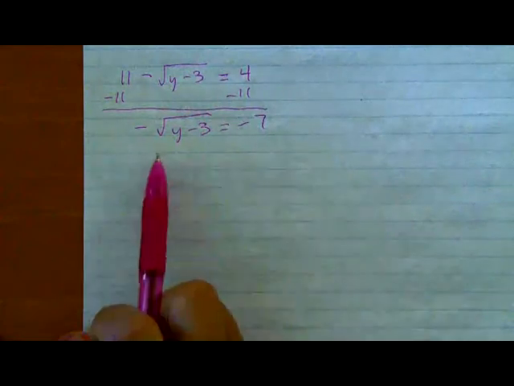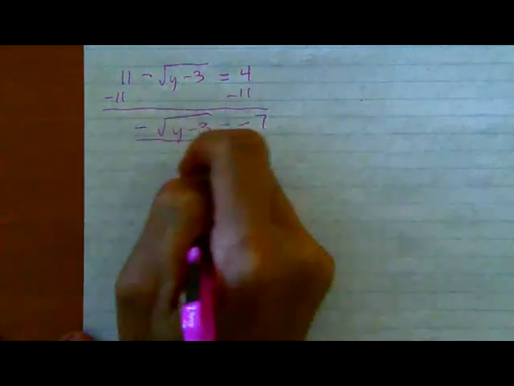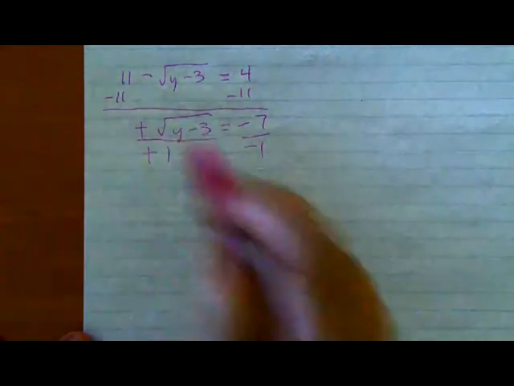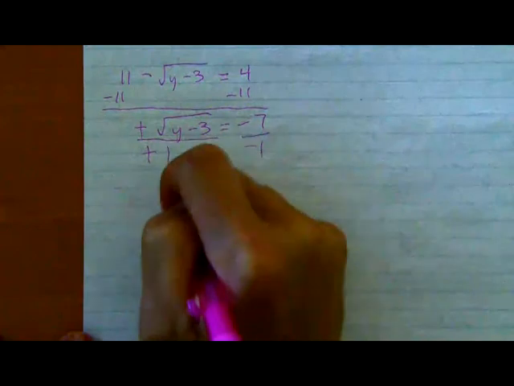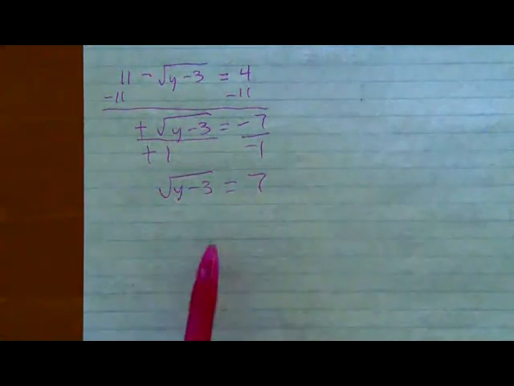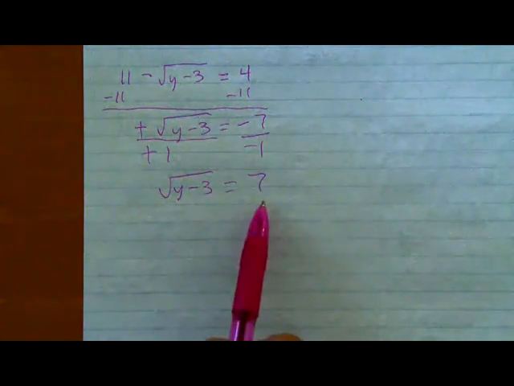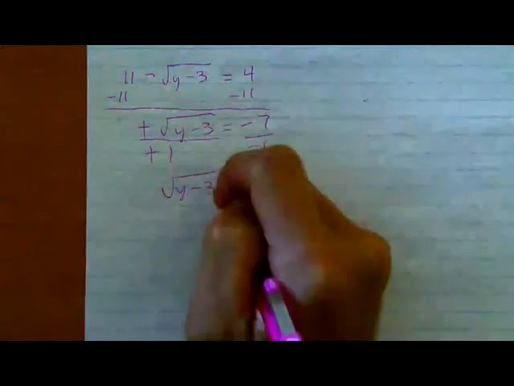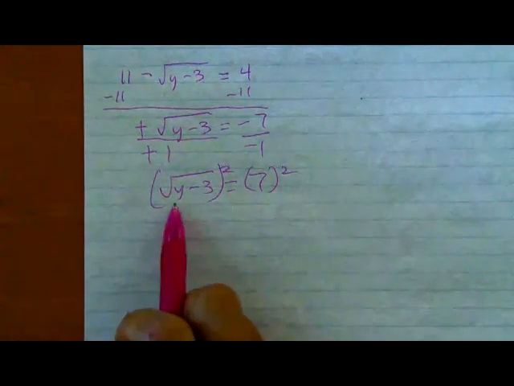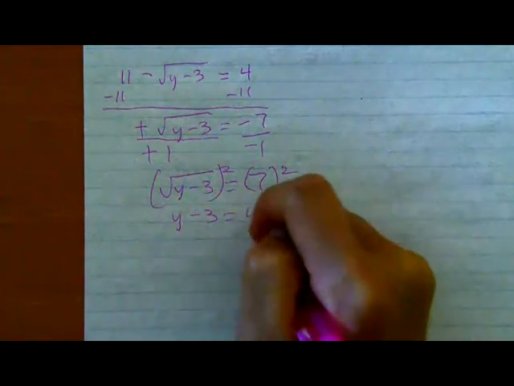Okay. There's still a negative here. If I divide both sides by negative 1, we have radical y minus 3 equals 7. So we know it's going to work. Yeah, the radical is equal to a positive. We just got to solve. If I square both sides, that gets rid of the radical. Y minus 3 equals 49.